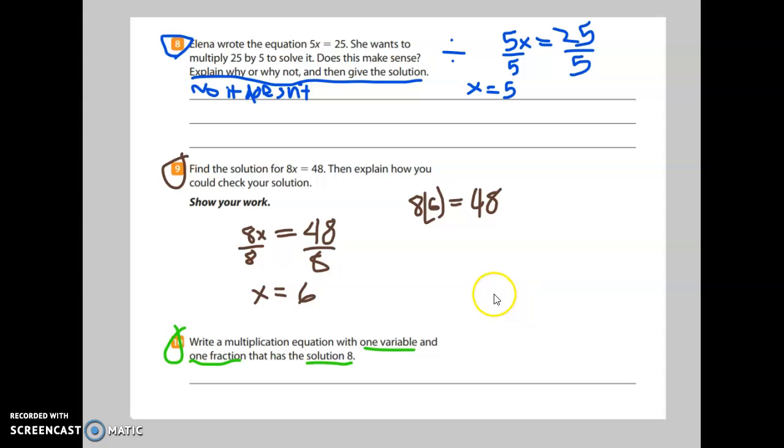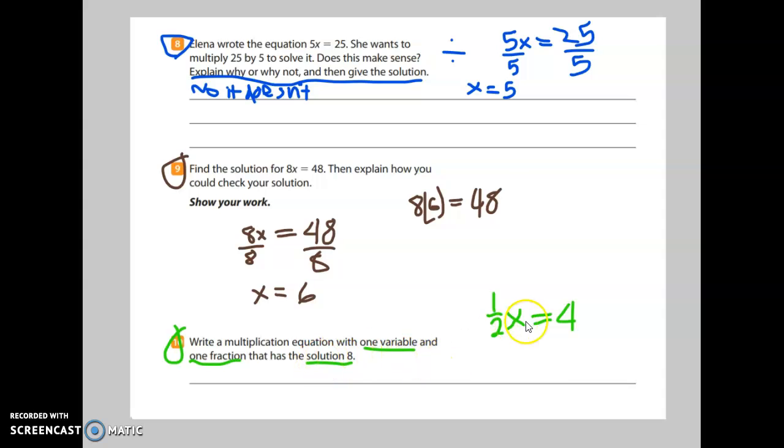So we're going to do 1 half, so there's our fraction, 1 half x, yeah, let's just use x. So 1 half x equals 4. Now, does that make sense? If I did 1 half times 8, would that equal 4? Yeah, what's half of 8? 4. So yeah, it makes sense.